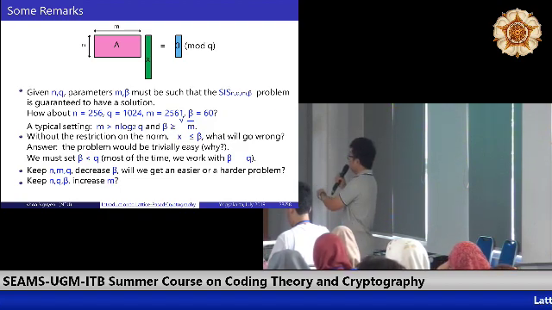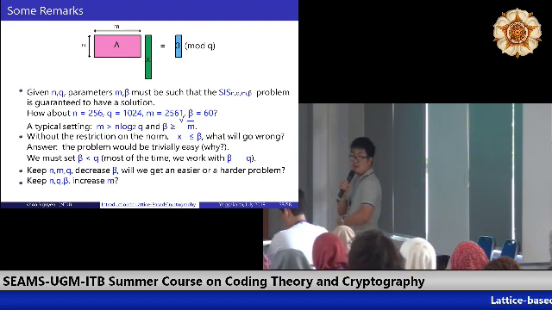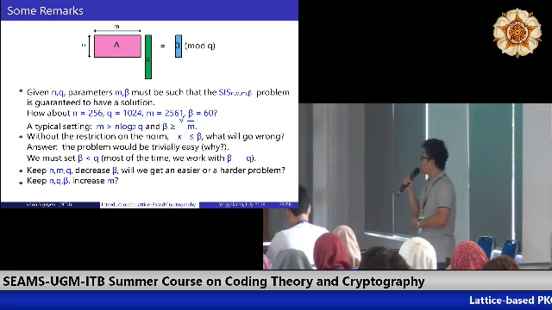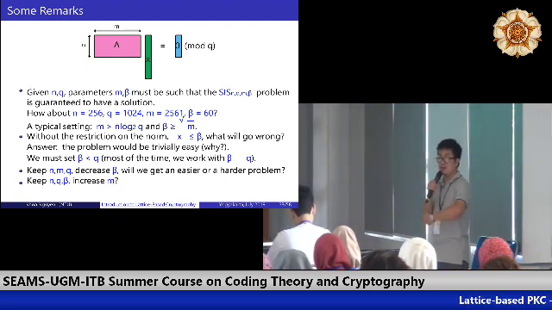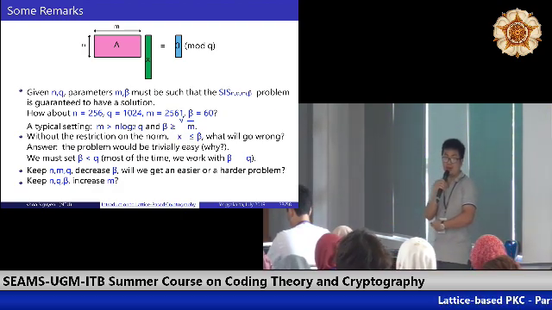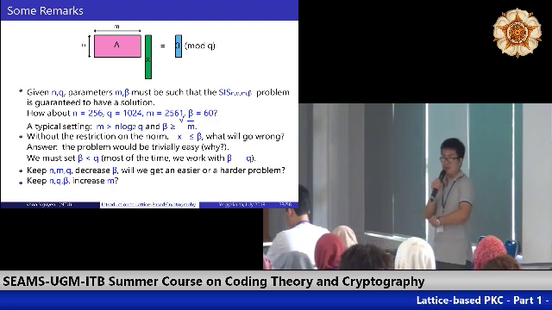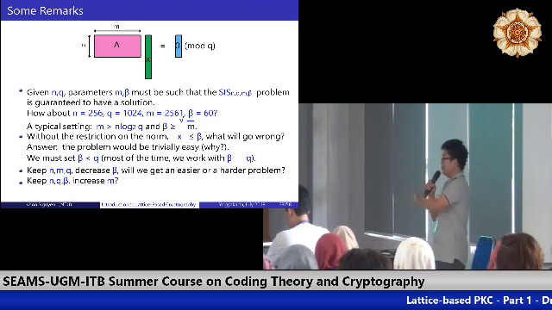Because we add one column and add 0 here, we still have A prime times x prime equal to 0, and x prime is non-zero because the original x is non-zero. So if we can solve the problem with smaller dimension, we can solve it with a higher dimension. The problem doesn't become harder, so we can say it becomes easier.